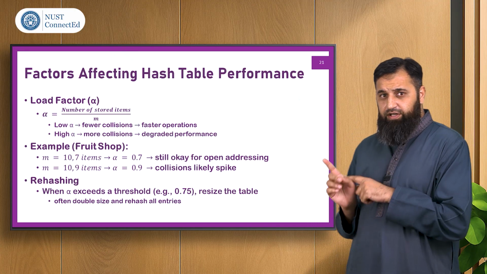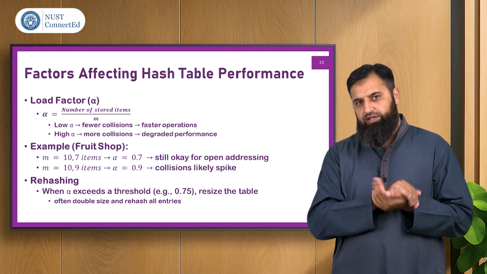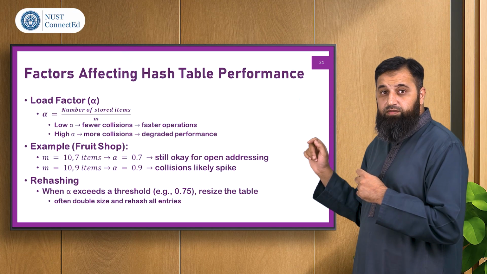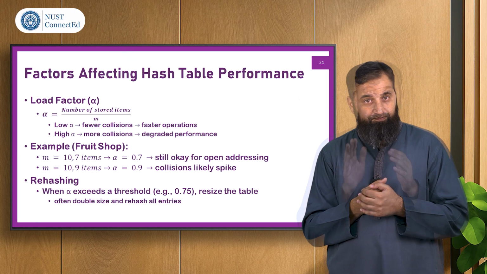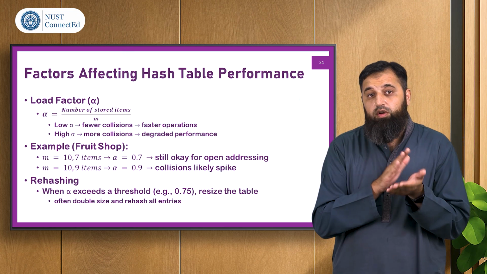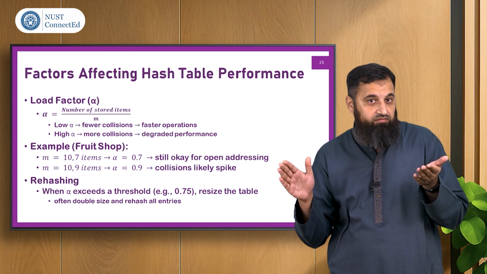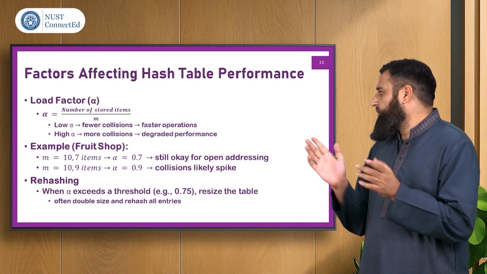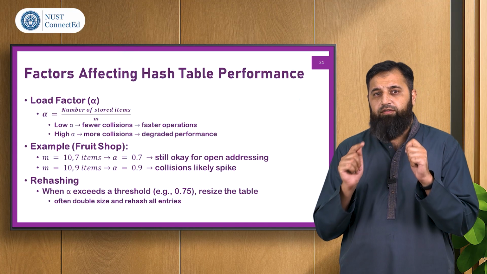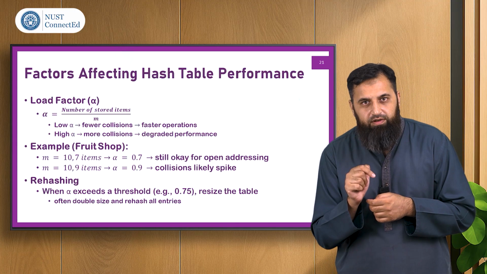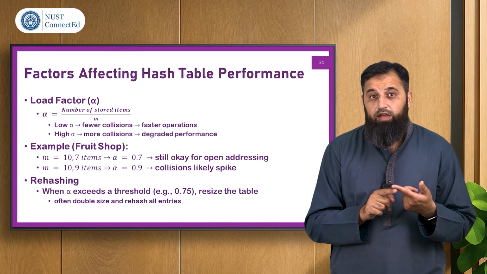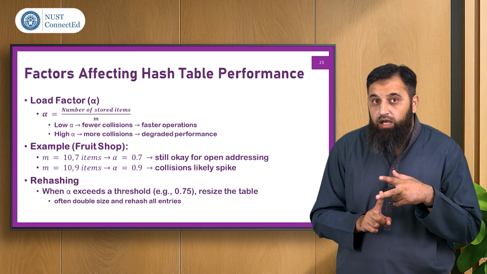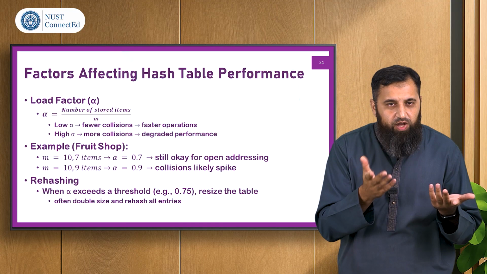The load factor measures how full the table is. It uses the formula alpha equals number of stored items divided by the size of the table, m. If alpha is low, there will be fewer collisions and faster performance. If alpha is high, there will be more collisions and slower performance. From our fruit shop, if m is 10 and we have 7 items, alpha would be 0.7. Performance is good. However, if we have stored 9 items, alpha becomes 0.9. Collisions will become much more frequent.